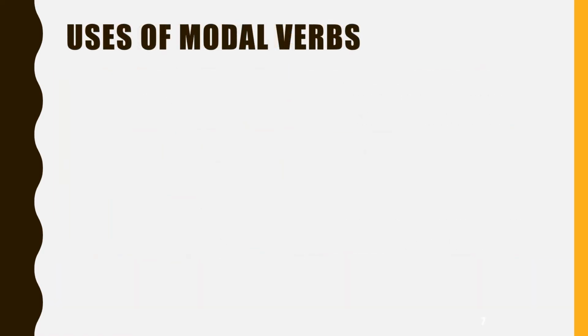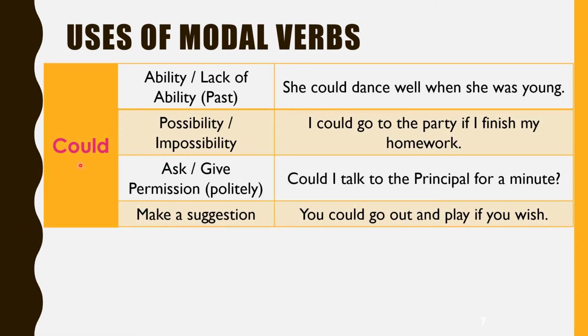Let us see how to use our second modal verb, could. Could can be used in any of these categories: to express ability and lack of ability, possibility, impossibility, and to ask and give permission. So all these three categories are similar to the use of can. We have to find out when to use can and when to use could.